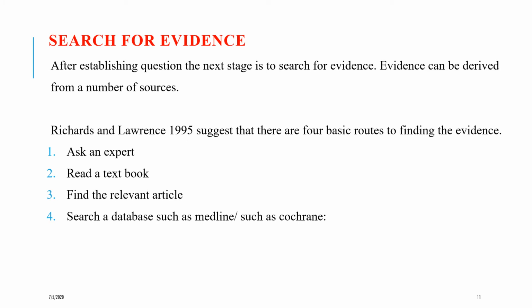Coming to how you will search for evidence. After establishing a question, the next stage is to search for evidence. Evidence can be derived from a number of sources. Richard and Lawrence in 1995 suggested that there are 4 basic routes to finding the evidence. The first is ask the expert. Then read the textbook, find the relevant article, search a database such as Medline or Cochrane.